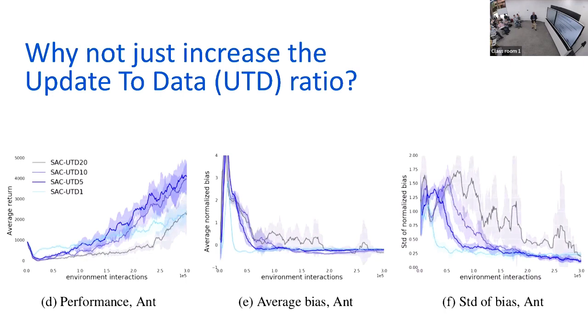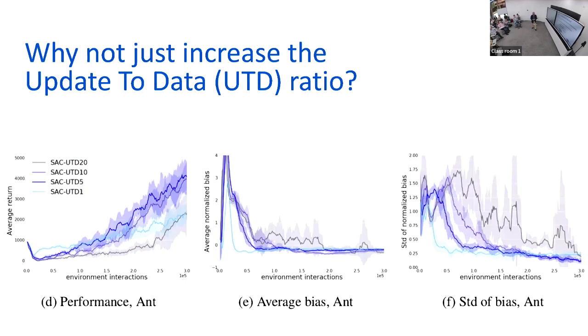The basic idea is that in, say, SAC, which stands for soft actor-critic, the standard thing to do is for every interaction with the environment, every time you take an action, every time you push the robot once, you do one update of your Q function, of your neural networks. So you do one gradient step with your neural networks.